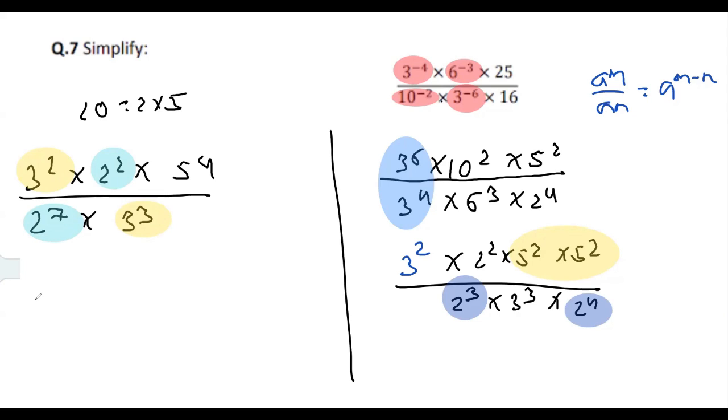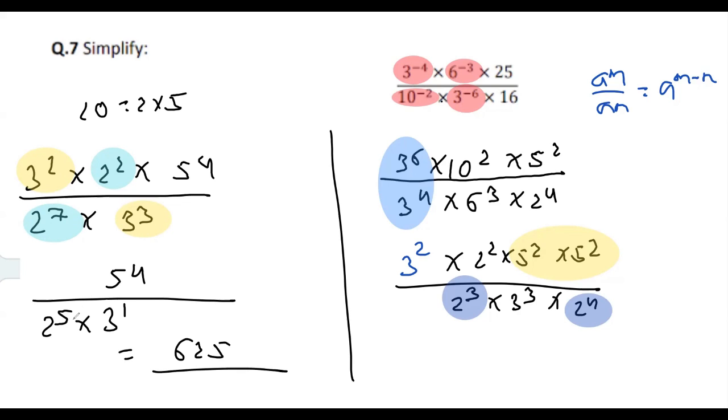Between these two, I'll get 3 raised to the power 1 here. Between these two, I'll get 2 raised to the power 5. Yeah, 7 minus 2 is 5. And this is 5 raised to the power 4 in the numerator. 5 raised to the power 4 is 625. And this is how much? 32. And this is 3. So 32 into 3 is what? 96. So it's 625 over 96 should be the answer for this part.